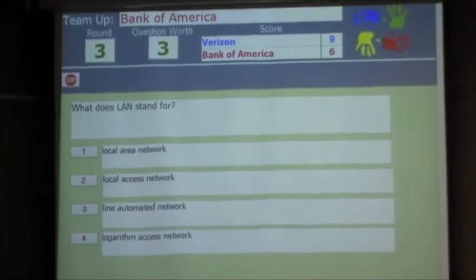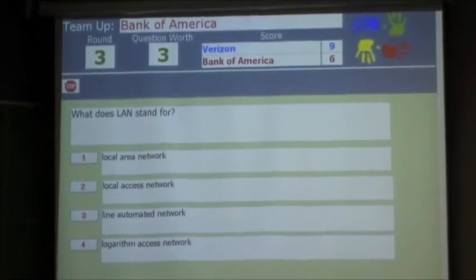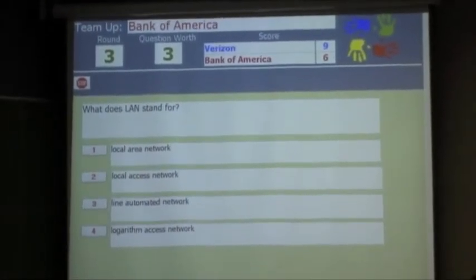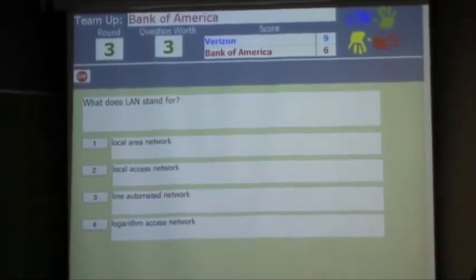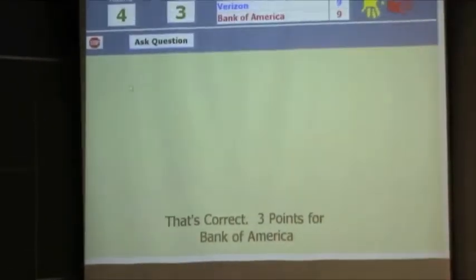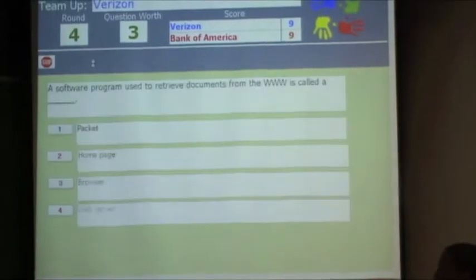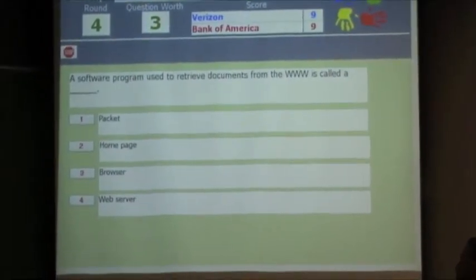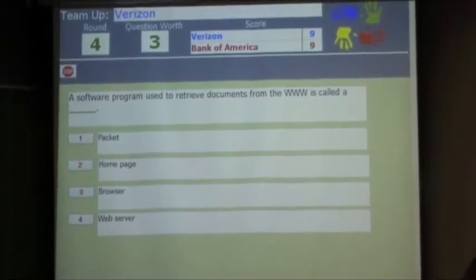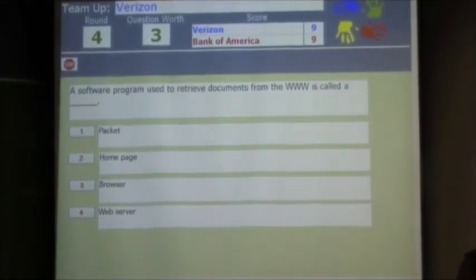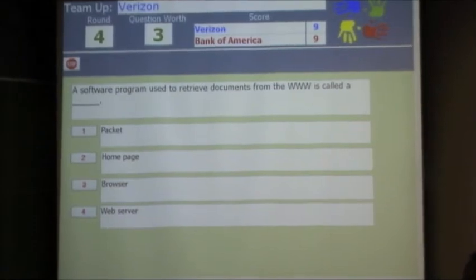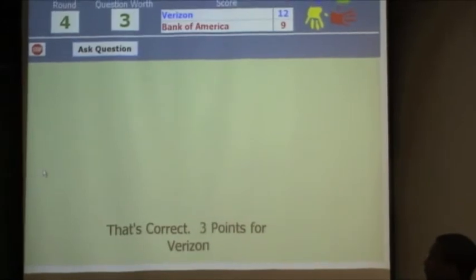Next question for Bank of America. What does LAN stand for? 1, local area network. 2, local access network. 3, line automated network. 4, logarithm access network. 1. Okay, thank you. Next question, Verizon. A software program used to retrieve documents for the www is called a 1, packet, 2, homepage, 3, browser, 4, web server. Number 3. That is correct.